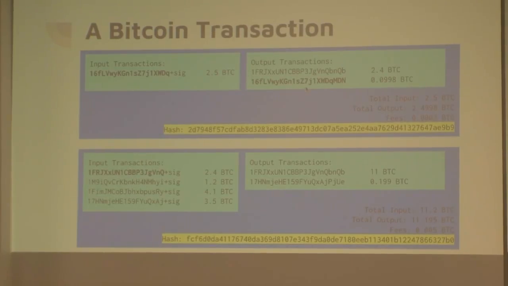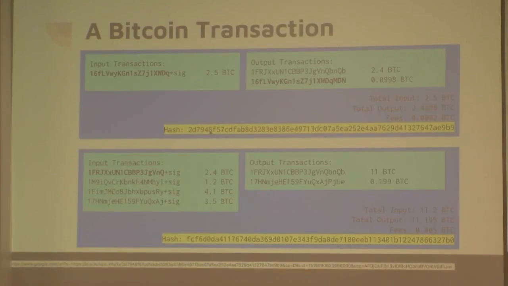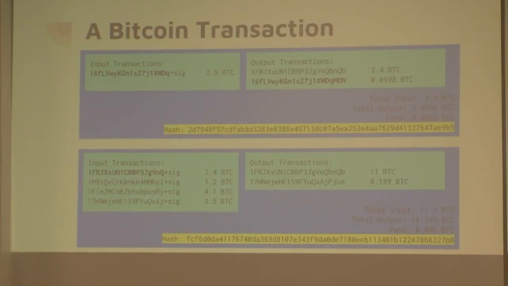Okay? So I take all this information, right? And in total, the total input is 2.5 Bitcoin, the total output is 2.44998. And then I take all this information and I hash it, and this is a transaction. And this is what I send out to all other Bitcoin nodes around the world.